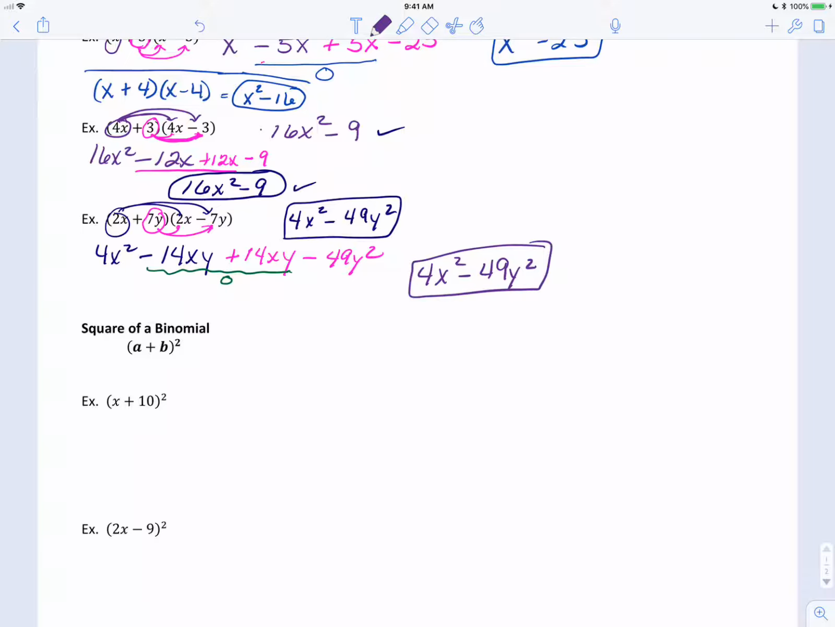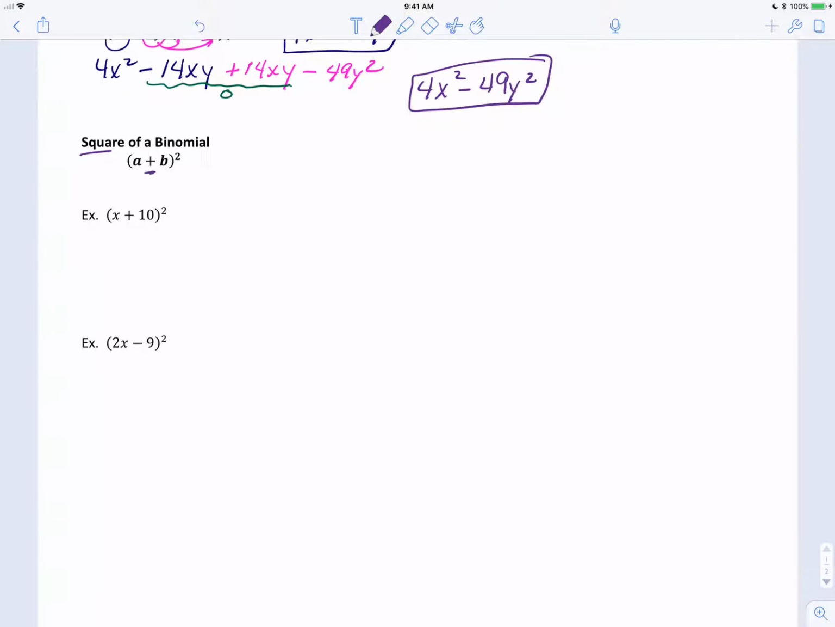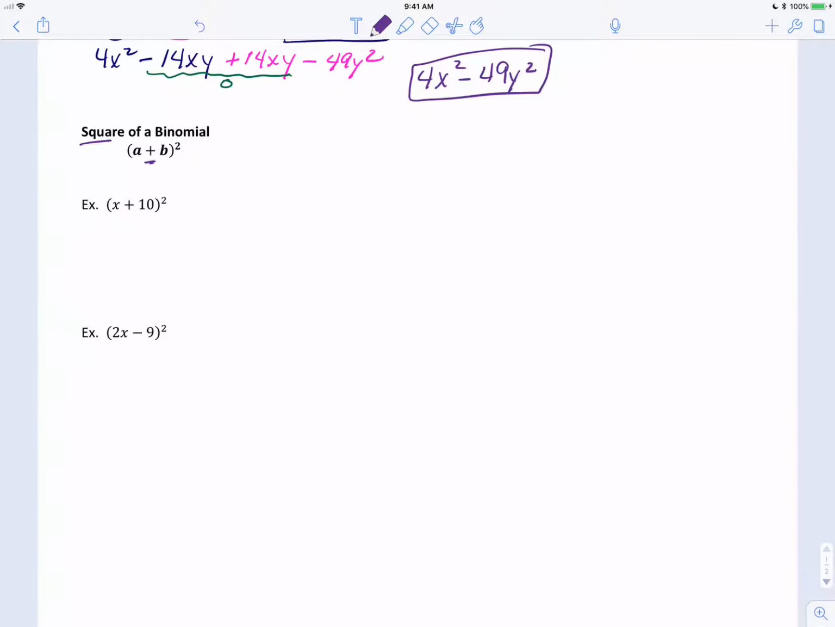So perfect. Okay, so notice the difference versus squaring a binomial. Now these are going to have the same sign, so that's not how this one's going to work. This only works for the sum and difference of two terms, so one has to be a plus, one has to be a minus. When we square something, remember if we had 3 squared, that means to write that 3 twice, 3 times 3. So if I'm going to square a binomial, a plus b, I'm going to write that thing twice, and then I have to multiply it out.